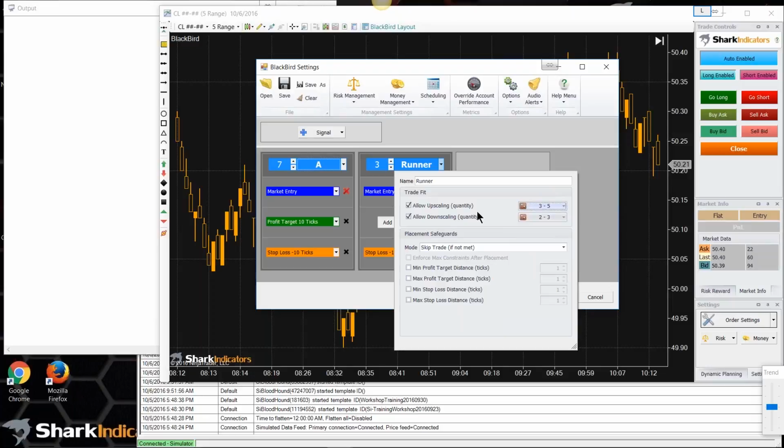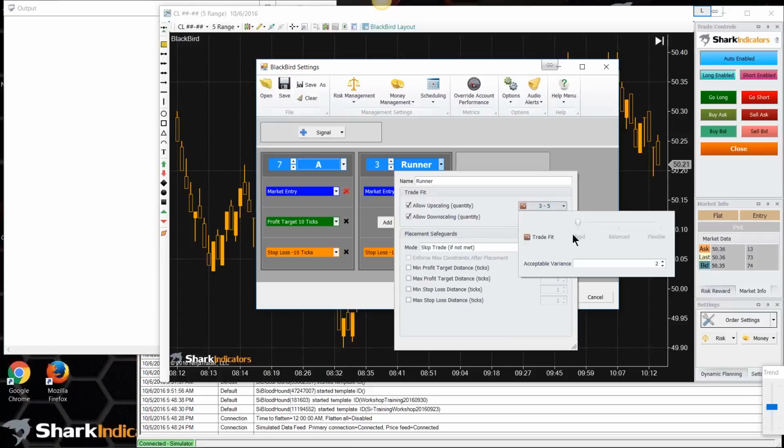So let's say we don't want BlackBird to change the number of contracts for our runners. So we'll allow BlackBird to downscale the number of contracts down to 2 and only upscale to a maximum of 5 contracts, right? So we've set some limitations for BlackBird. So our runner contracts can only vary between 2 to 5 contracts there, right? So we set some constraints that BlackBird has to follow.